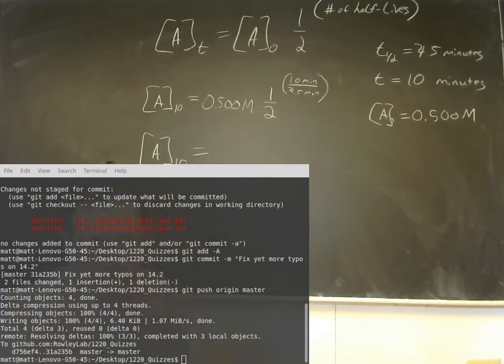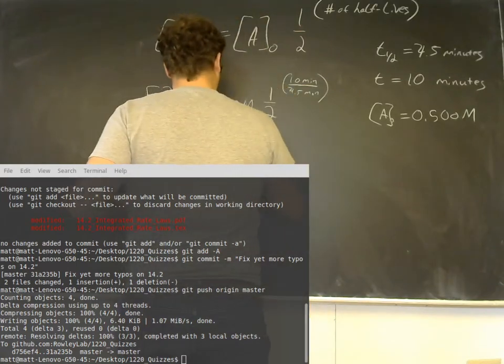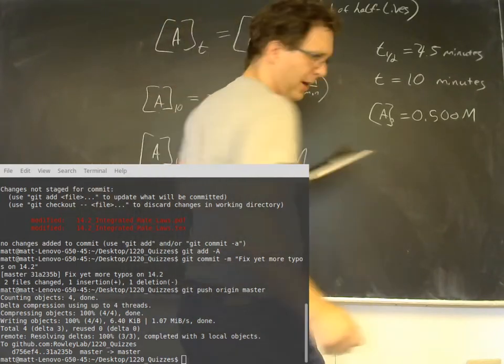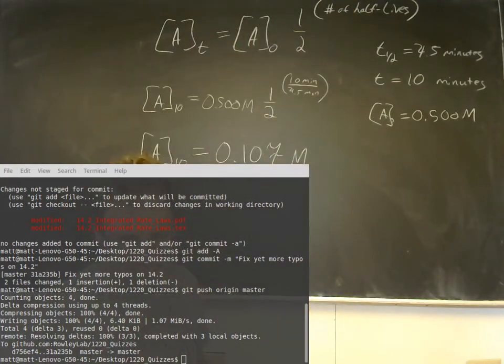And let's make a bit of a prediction here, right? So 10 minutes is a little bit over 2 half-lives. So the first half-life will go from 0.5 to 0.25. The second half-life will go from 0.25 to 0.125. So I'll expect to be just a little bit below that, maybe about 0.12. Let's see what we get. A little bit further than I thought, but 0.107 molar. I was within 10% with my quick estimation, 0.107.